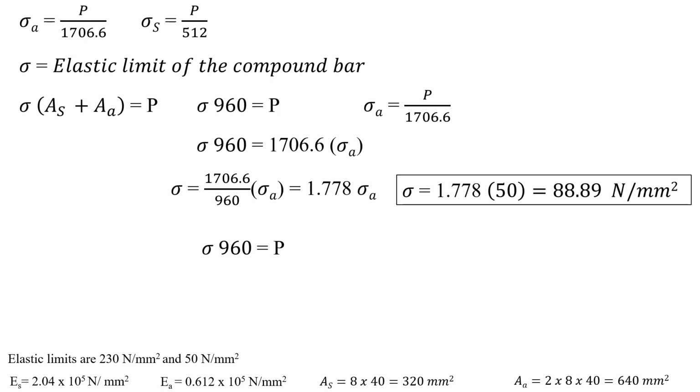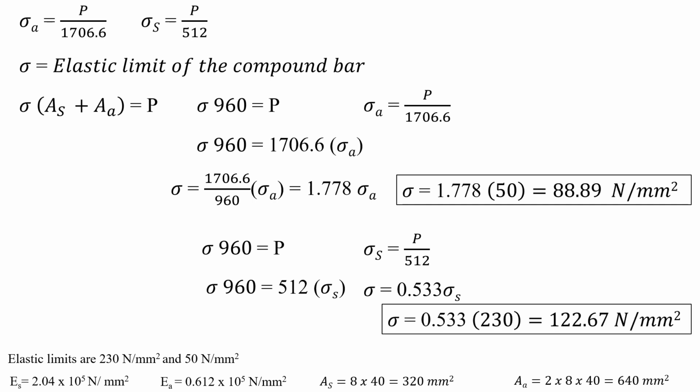Similarly, we have the relation sigma into 960 equals P, and also the relation sigma S equals P by 512. From these two equations, sigma into 960 equals 512 sigma S, and sigma becomes 0.533 into sigma S. Sigma S is given in the data, the elastic limit of the steel, that is 230 Newton per mm square. Then sigma becomes 0.533 into 230 equals 122.67 Newton per mm square.